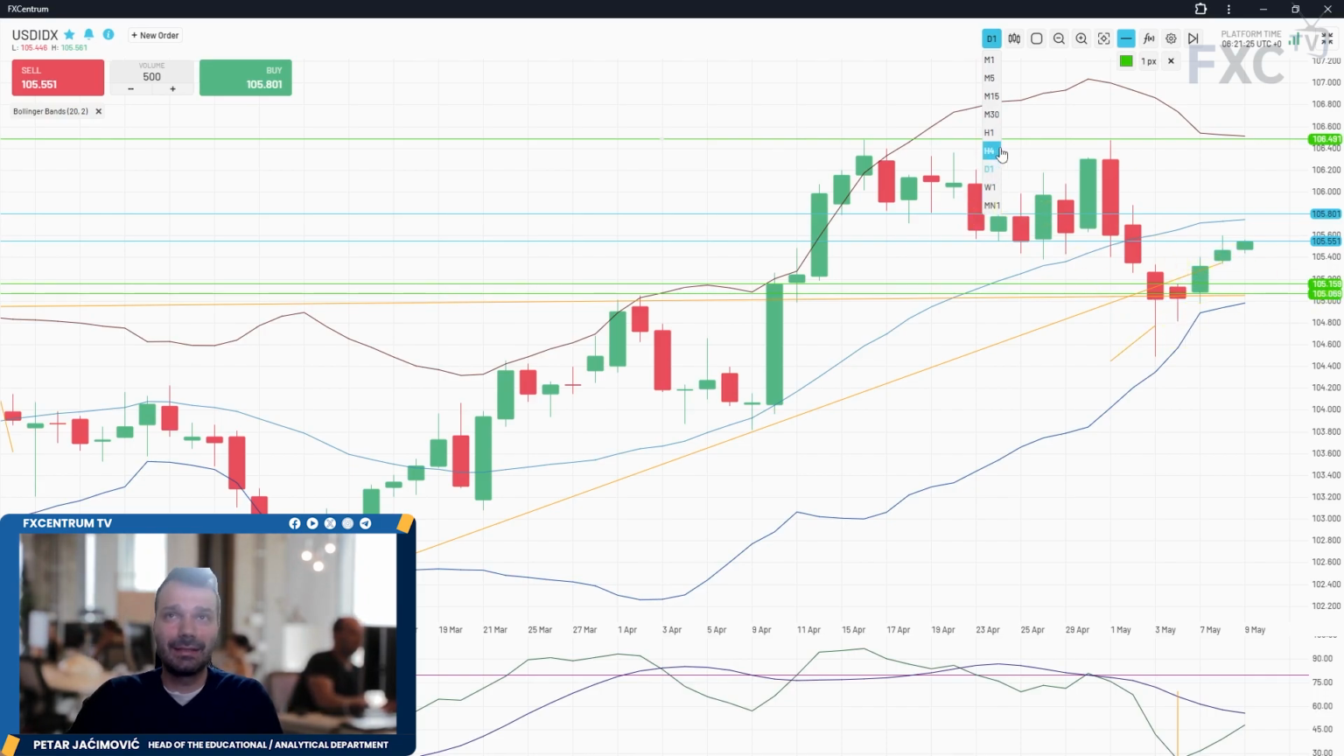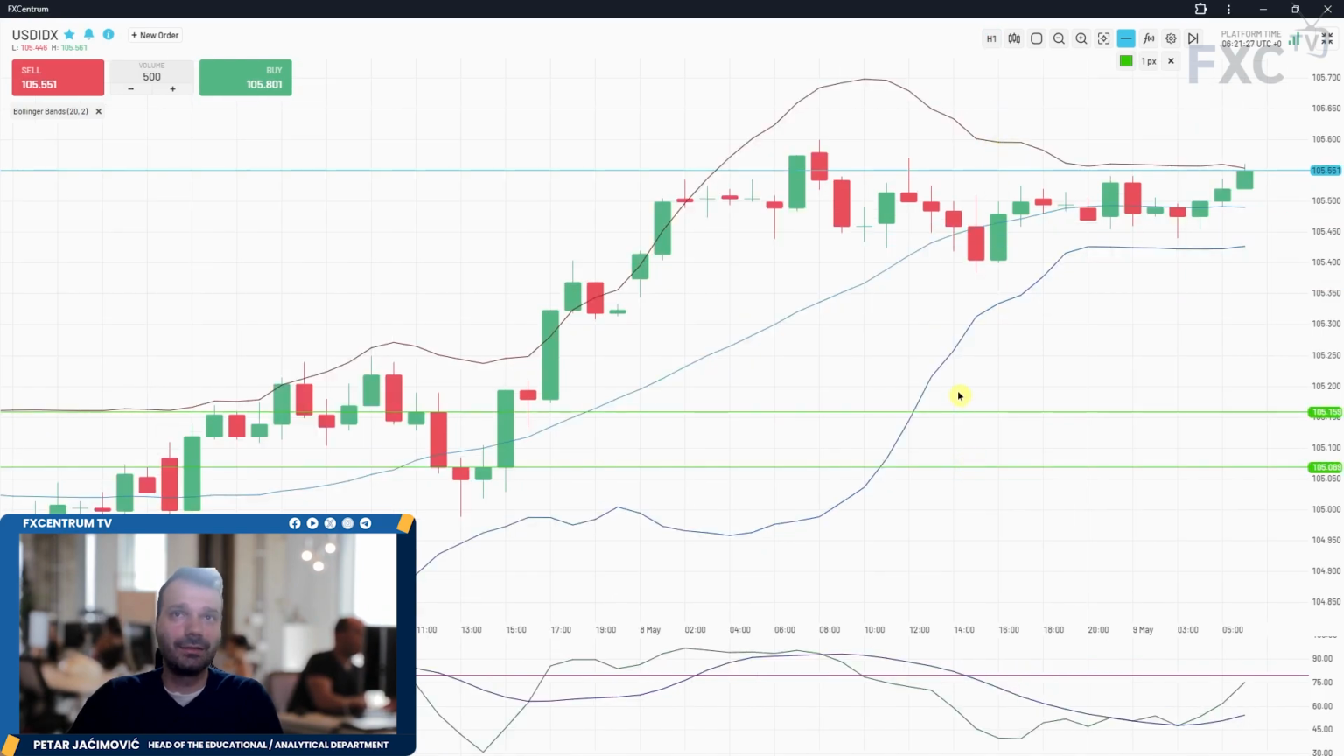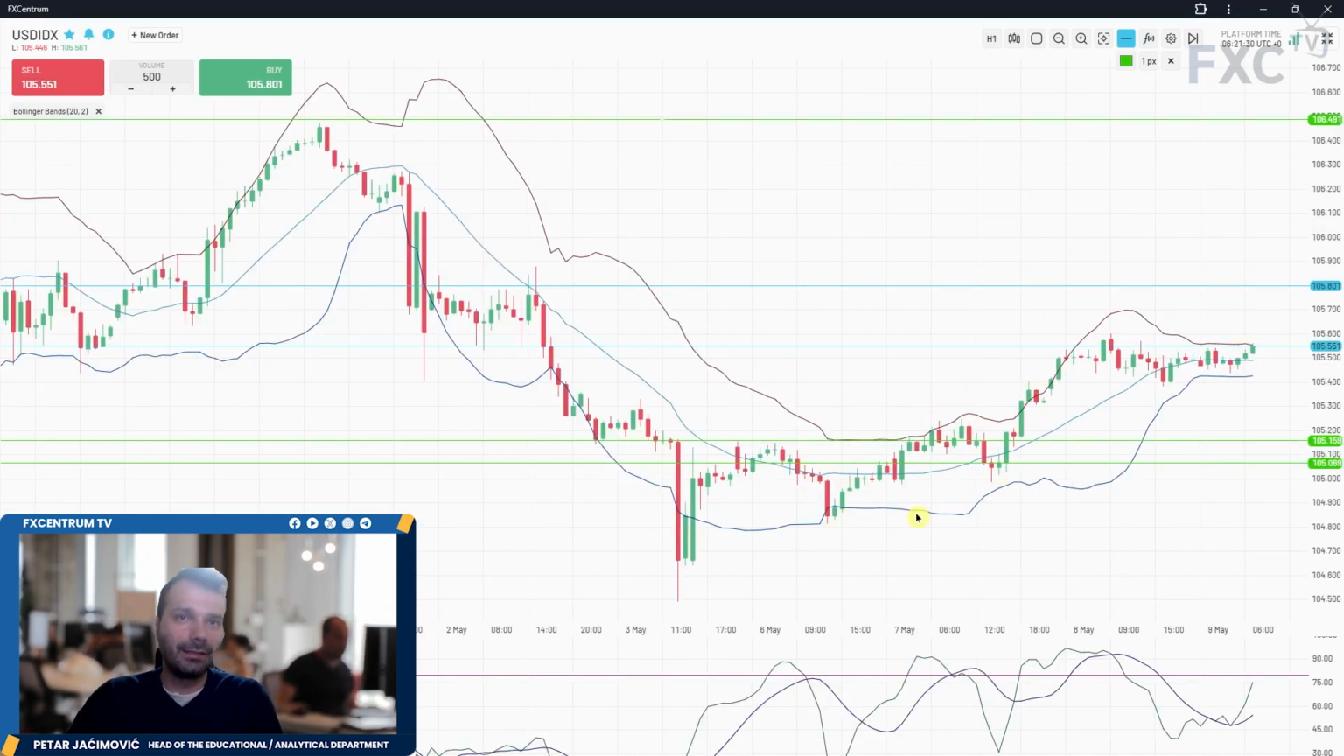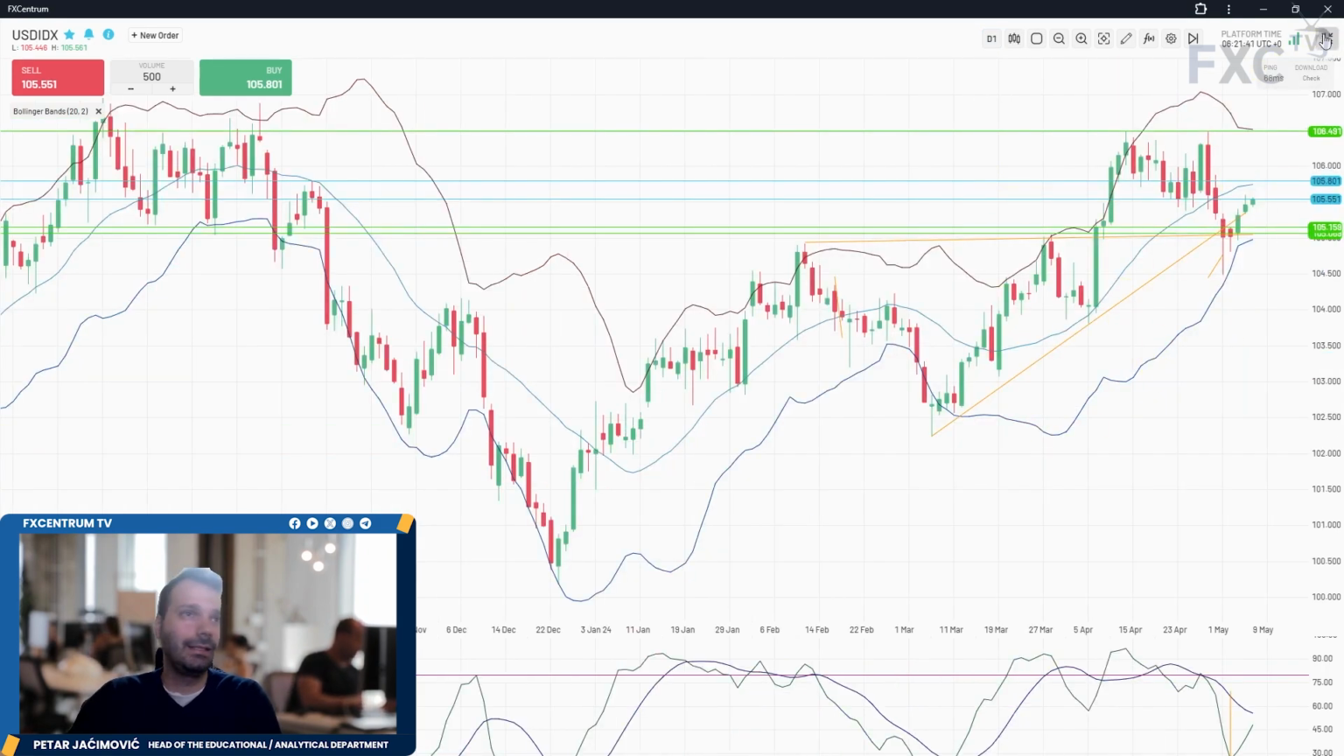We learned about this a couple of days ago, a potential rally on the dollar index. You can see the market is building higher lows, so this is confirmative on the intraday time frame. And now we have this tight consolidation. It seems like the market is trying to break out for another rally and upside movement.